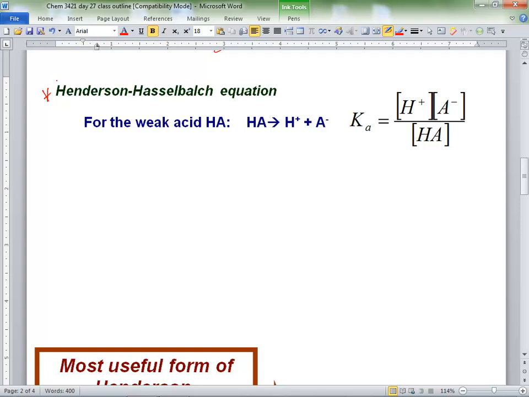If I take the log of both sides, so here's our weak acid, our Ka expression, right? This would be our Ka reaction: HA equals H plus A minus. Ka would be the products over reactants. If I take the log of both sides, I'd have the log of Ka is the log of H plus times A minus all over HA.